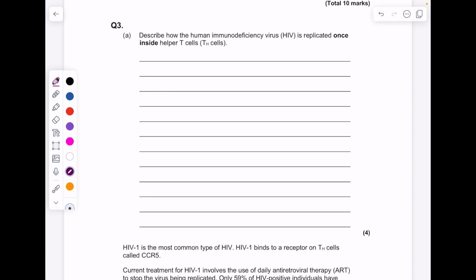Describe how the human immunodeficiency virus is replicated once inside helper T cells. So it says very clearly that we need to talk about what happens once that HIV virus is inside the T helper cell. So it's that enzyme reverse transcriptase, which, remember, converts that viral RNA to DNA in the host nucleus, meaning that that viral DNA is incorporated to the host DNA. So unfortunately for that host cell, that host T helper cell, the viral mRNA produced is then able to code for more viral proteins.